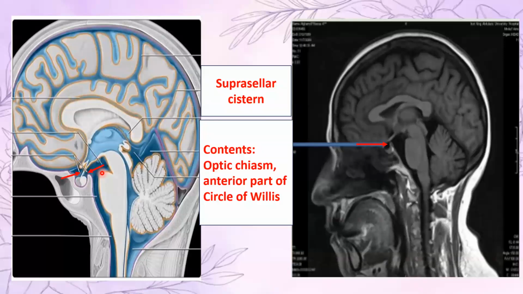The next cistern is the suprasellar cistern, which is situated above the pituitary fossa and below the anterior part of the floor of the third ventricle. The anterior part of this cistern is sometimes referred to as the chiasmatic cistern. Posteriorly, it is connected to the interpeduncular cistern. Superiorly, it is continuous with the pericallosal cistern. Its contents are the optic chiasm and the anterior part of the circle of Willis. Laterally, this cistern is continuous with the Sylvian cistern, which is located at the Sylvian fissure.